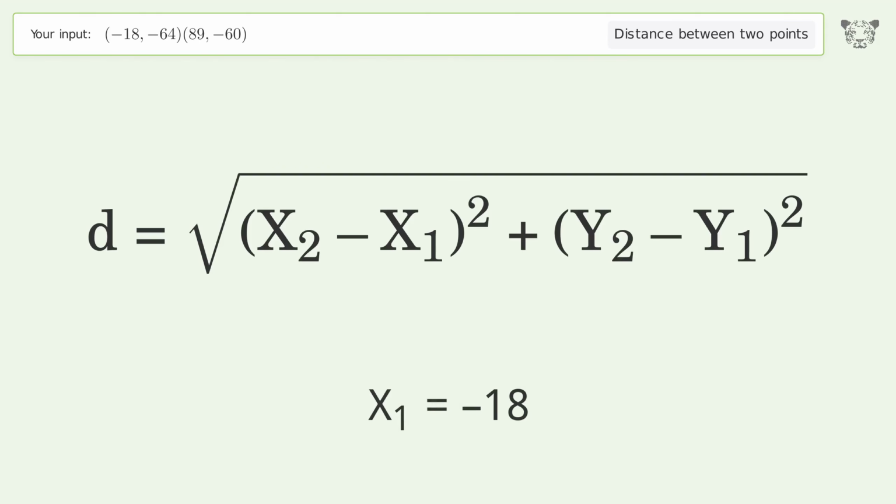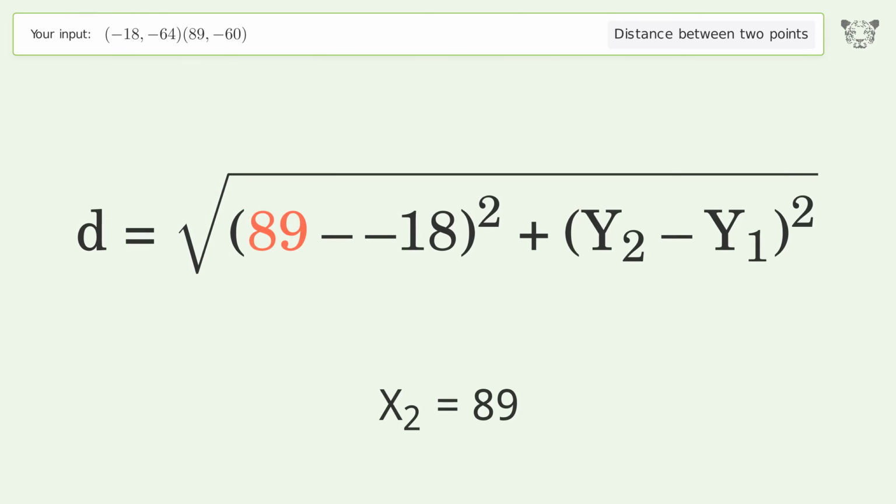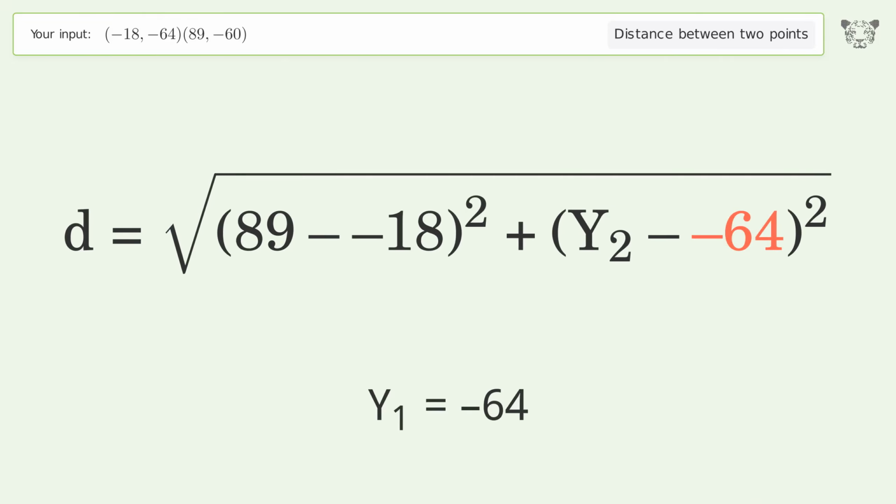x1 equals -18. x2 equals 89. y1 equals -64. y2 equals -60.